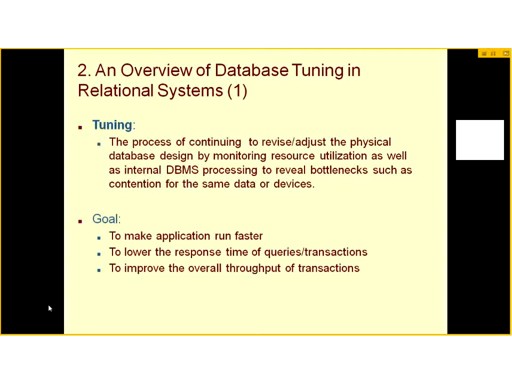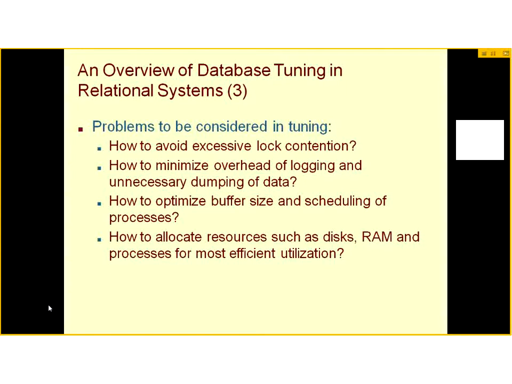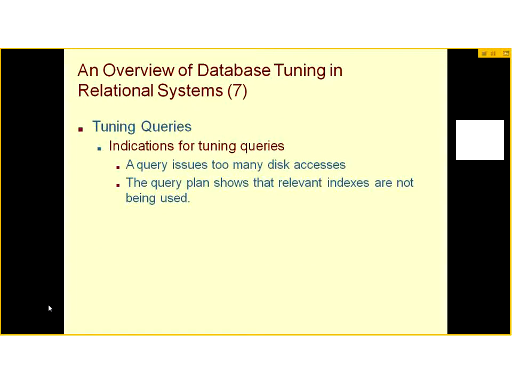And then what is tuning of a database? It is the process of continuing to revise and adjust the physical database design by monitoring resource utilization, as well as internal DBMS processing, to reveal bottlenecks. What is the goal? To make applications run faster, to lower the response time of queries, and to improve the overall throughput of transactions. So these are the goals of tuning. You should think about this, and which problems you consider in tuning: how to avoid excessive log contention, how to minimize the overhead of logging and unnecessary dumping of data, how to optimize buffer size, and how to allocate resources. So these are the problems.